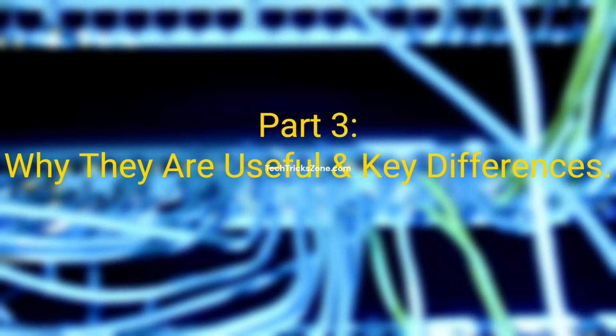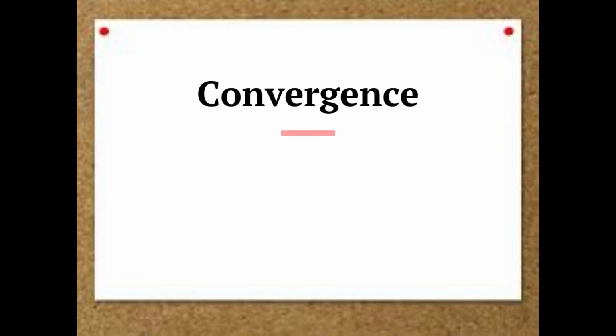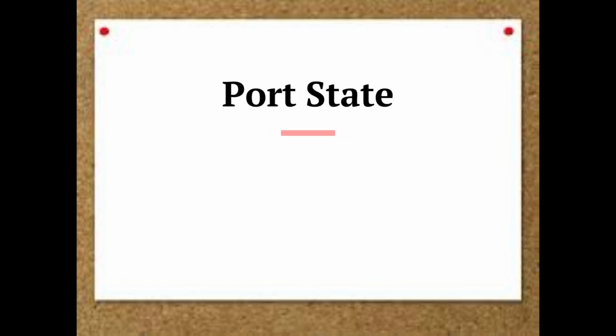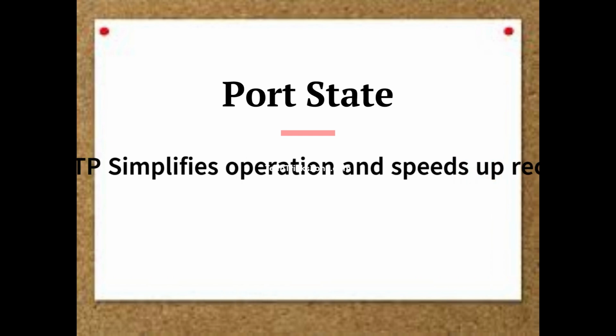Part 3. Why they are useful and key differences. Number 1. Convergence. STP takes 30 to 50 seconds and RSTP less than 1 second. RSTP minimizes network downtime during failures. Number 2. Port states. STP has 4 states and RSTP has 3 states. RSTP simplifies operation and speeds up recovery.